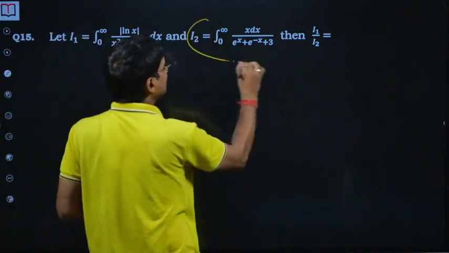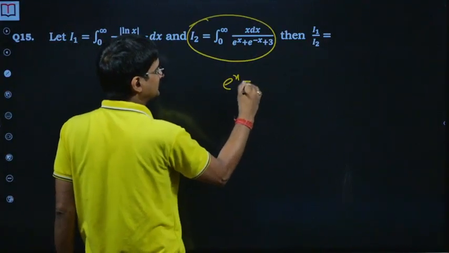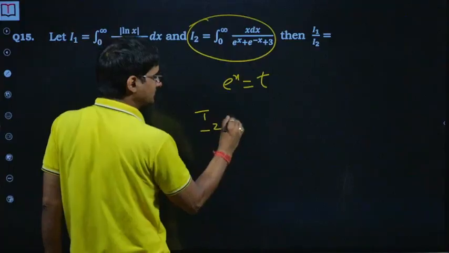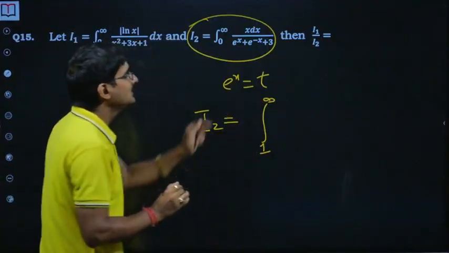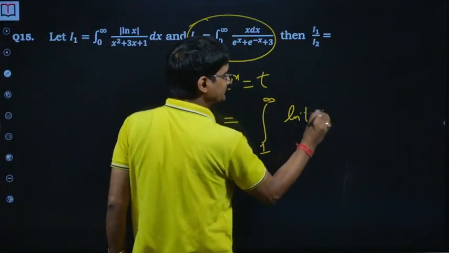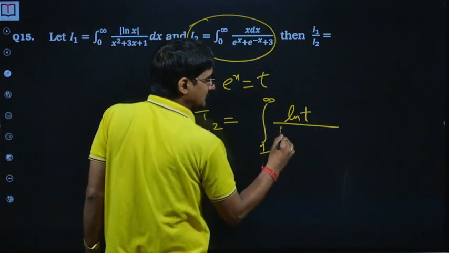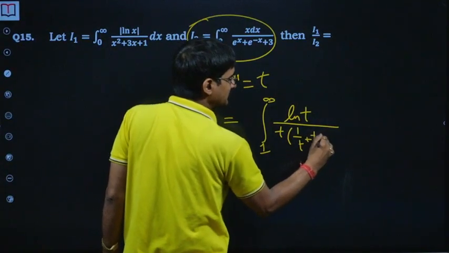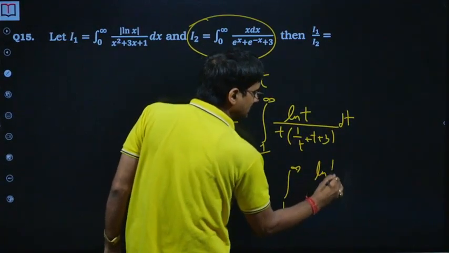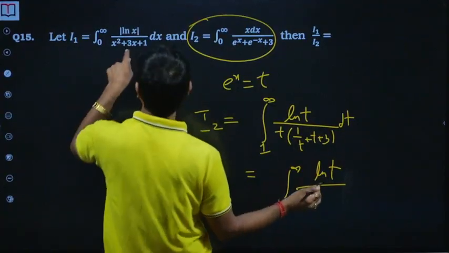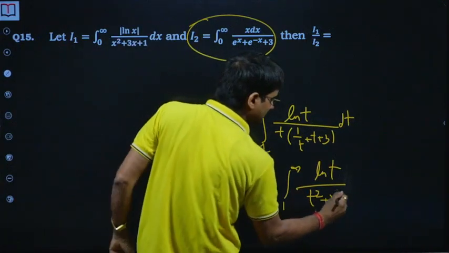Okay, so that's it. So next and the last question here is this one. Now see, to solve this I just started with this one. So replace e raised to power x by t here. So I get I2 as, when t is 0 this is 1 to infinity, and x will be ln t, dx will be dt by t, and then when you put it here it will be t into 1 by t plus 3 dt, which is nothing but 1 to infinity ln t by t square plus 3t plus 1.